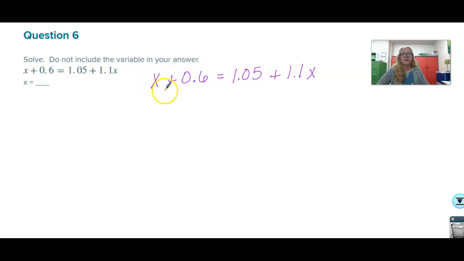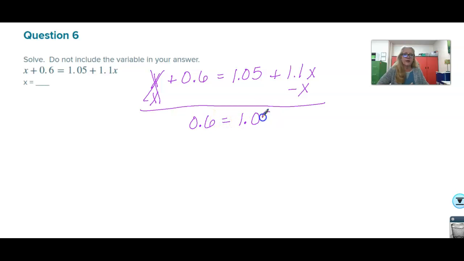And my final question, again with the decimals, is x plus 0.6 equals 1.05 plus 1.1x. All right? This is a 1x and this is a 1.1x. So which one is smaller? The 1x is smaller, just by a smidge. So we want to get rid of him. So we subtract 1x from both sides. These are gone now, and all we have on the left is a positive 0.6. On the right, we have 1.05 still.